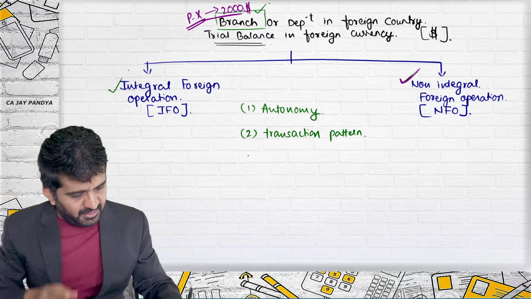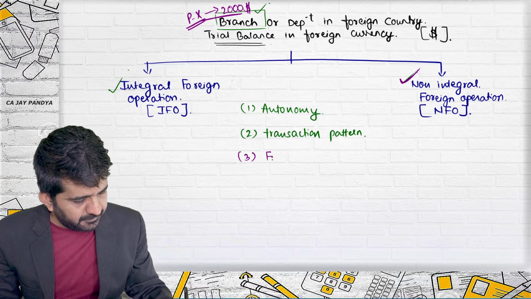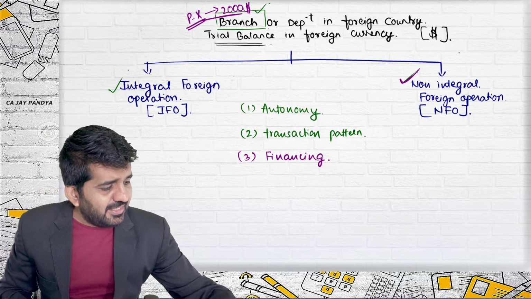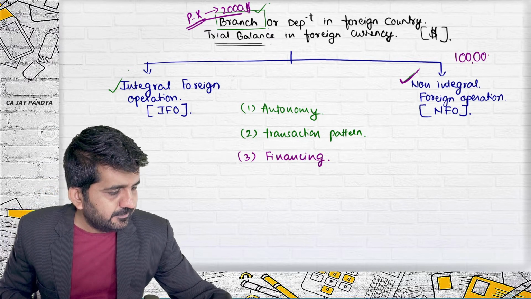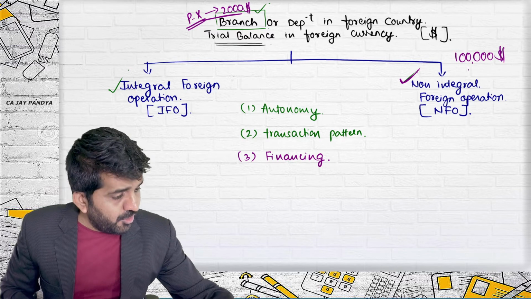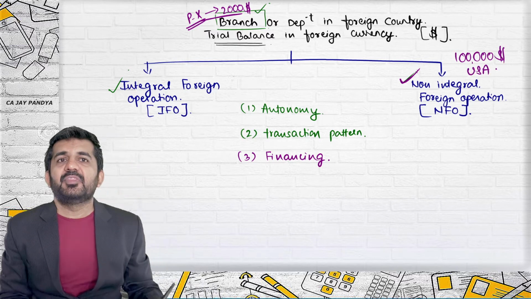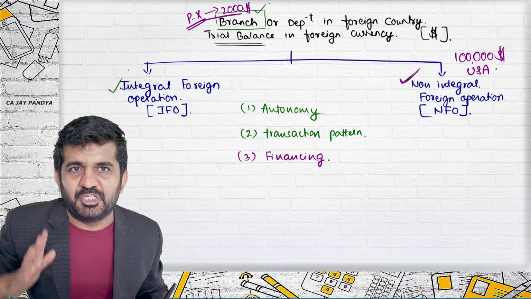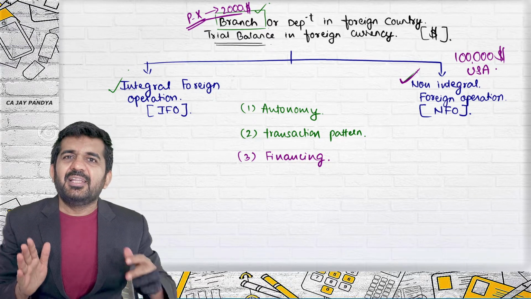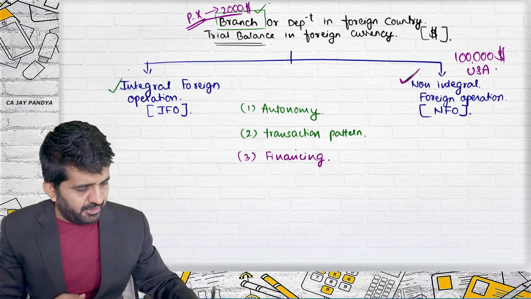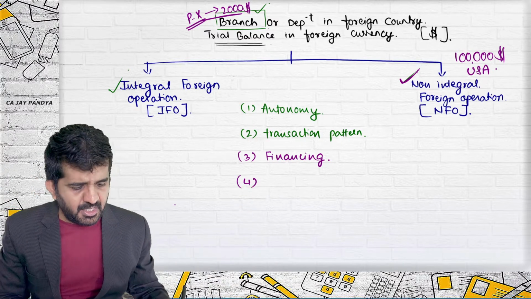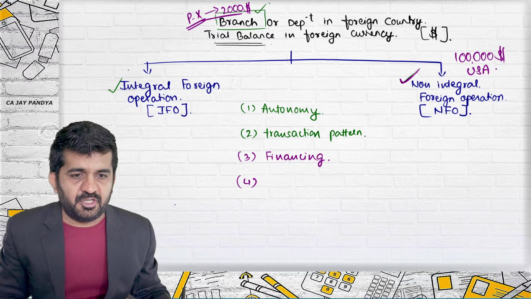Number 3 is financing. Say they require $1 lakh. They borrow it from USA. They will be treated as non-integral foreign operations, because they are practically independent. So financing will also be one of the characteristics to determine whether it is integral foreign operations or non-integral foreign operations.